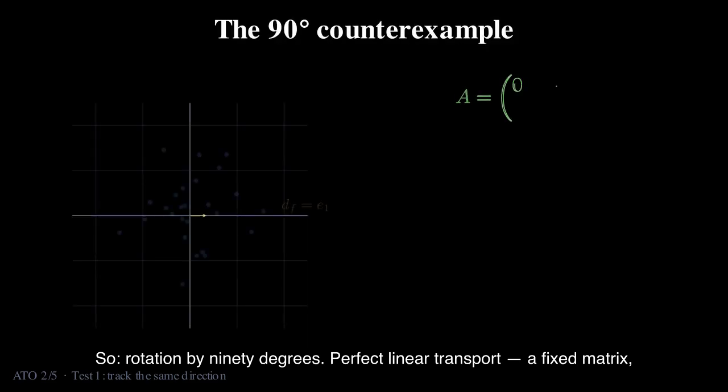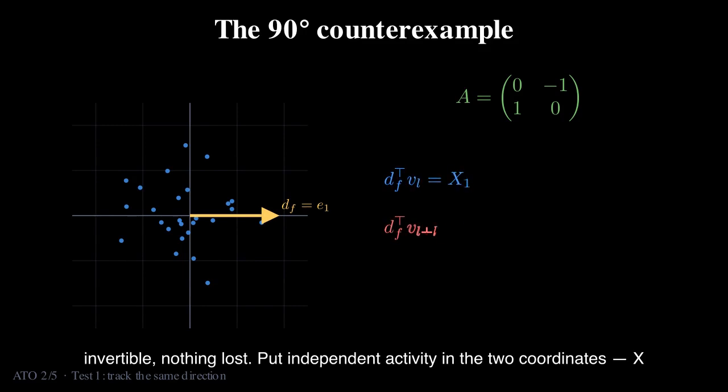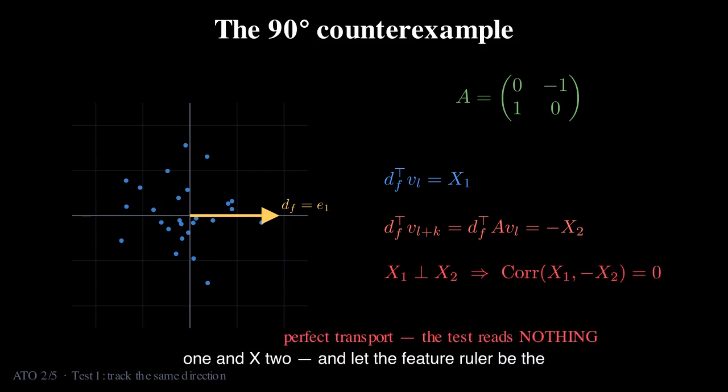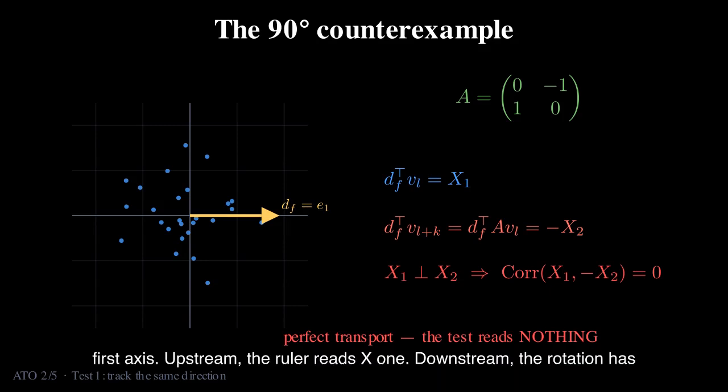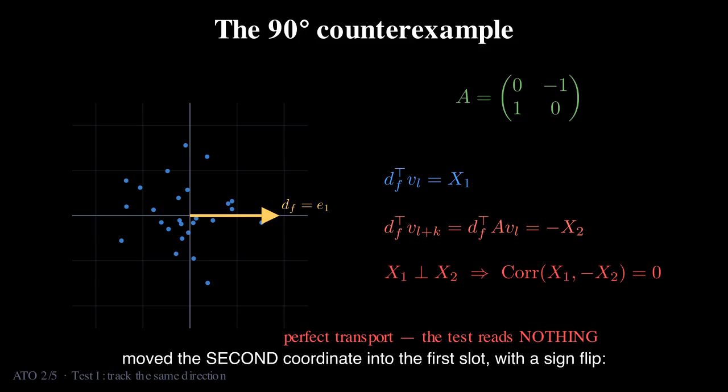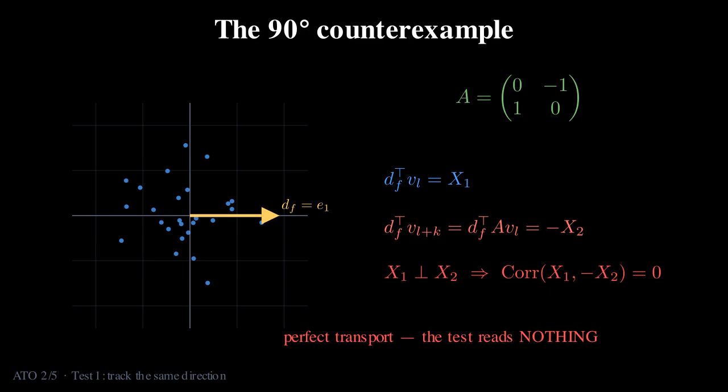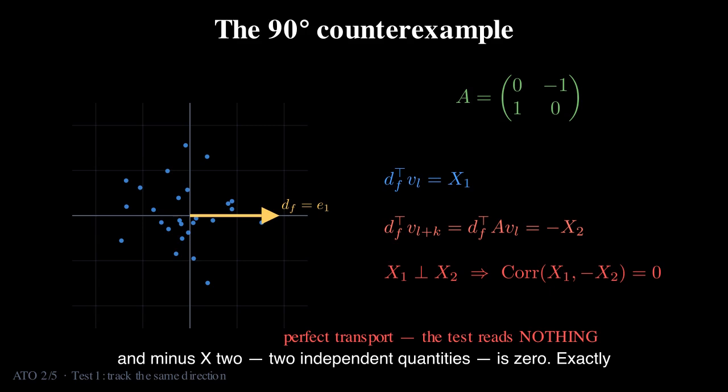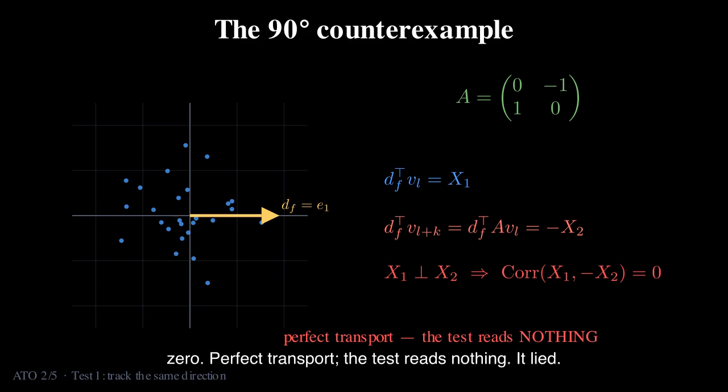So, rotation by 90 degrees, perfect linear transport, a fixed matrix, invertible, nothing lost. Put independent activity in the two coordinates, x1 and x2, and let the feature ruler be the first axis. Upstream, the ruler reads x1. Downstream, the rotation has moved the second coordinate into the first slot. With a sign flip, the ruler reads minus x2, and the correlation between x1 and minus x2, two independent quantities, is zero. Exactly zero. Perfect transport, the test reads nothing.